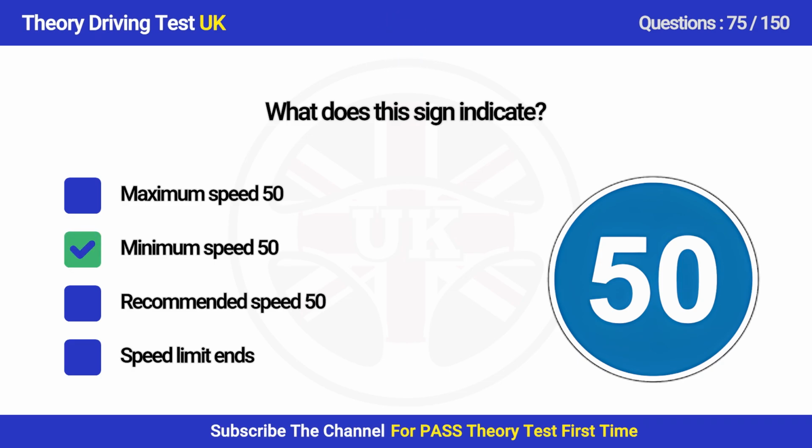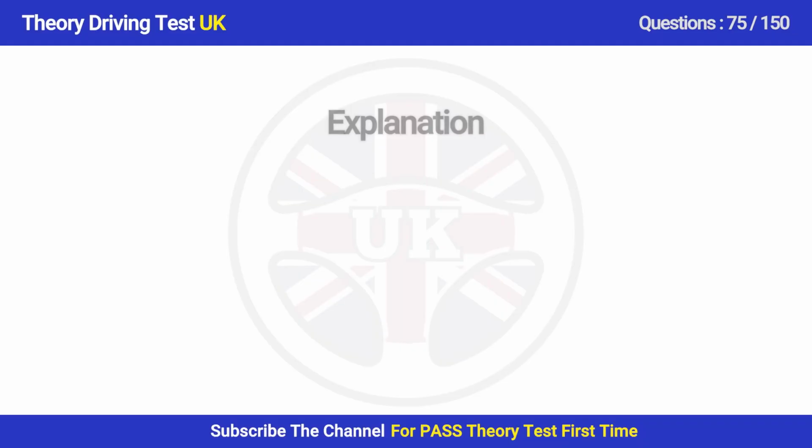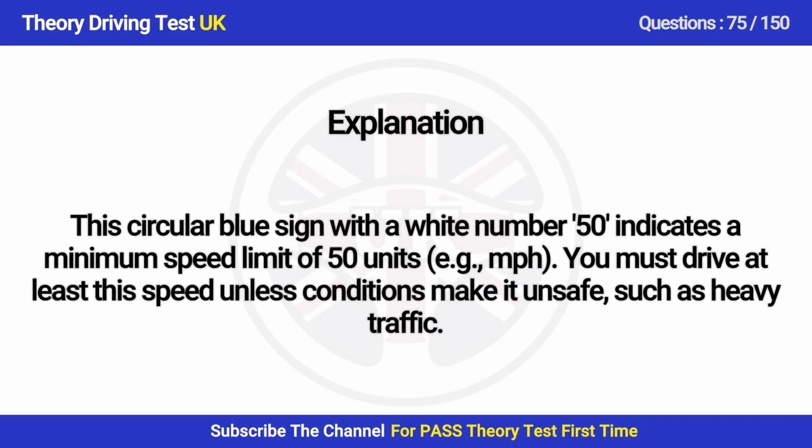Answers is B. Minimum speed 50. This circular blue sign with a white number 50 indicates a minimum speed limit of 50 units. You must drive at least this speed unless conditions make it unsafe, such as heavy traffic.